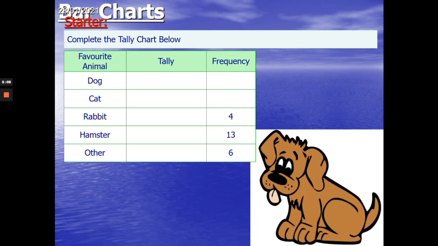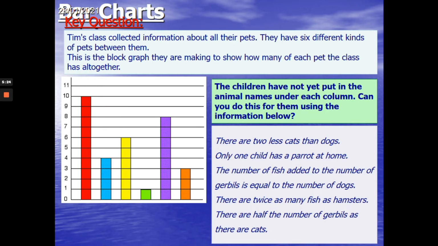Remember to include yourself in the questionnaire, so remember to ask yourself, do you prefer dogs or cats, rabbits, hamsters or other? Okay, well done if you've completed that. Now we're going to start moving on to the bar charts.